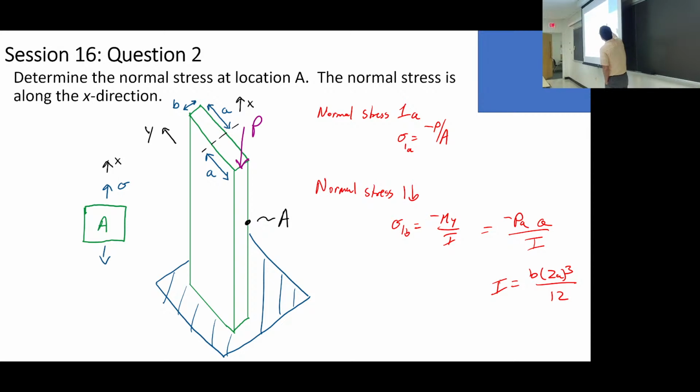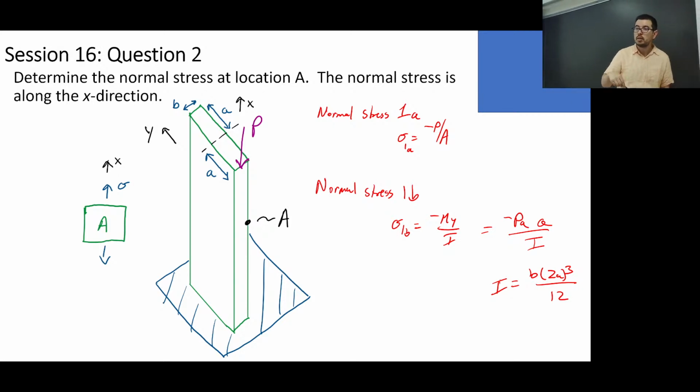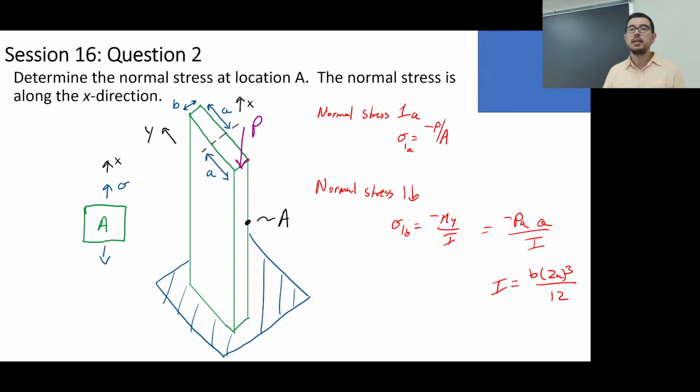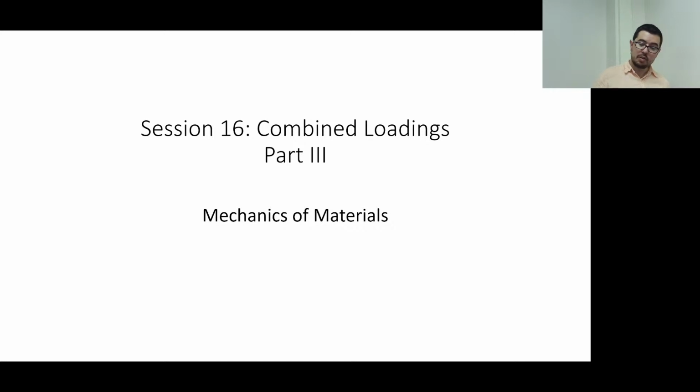So the normal stress 1A is in compression. Normal stress 1B is also in compression. So this is going to be a negative stress. Any questions about that? Did I move a little quickly at the end? Okay. So the superposed, or combined, normal stress is going to be these things added to each other. Okay, let's go to part 3.